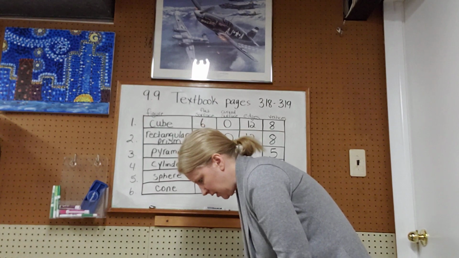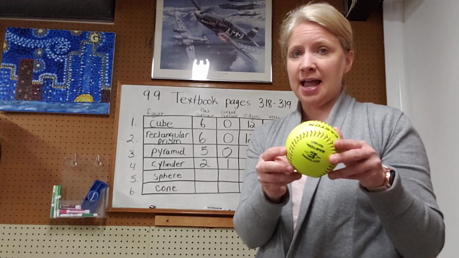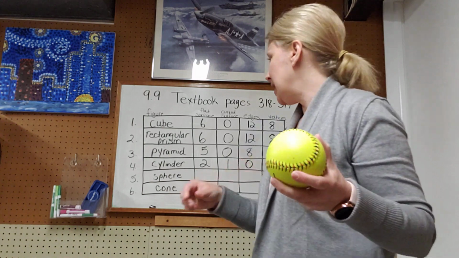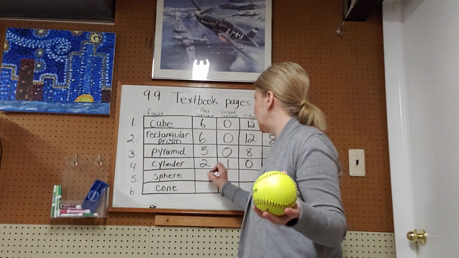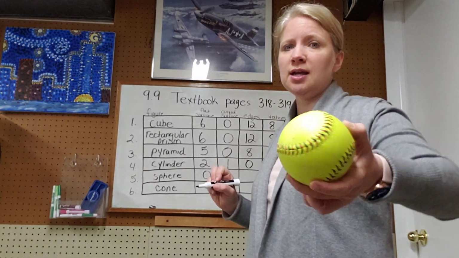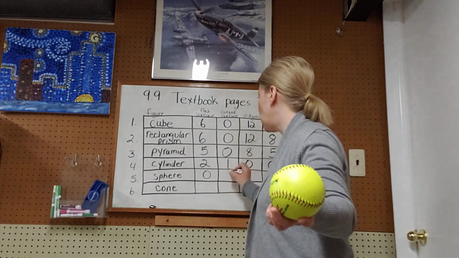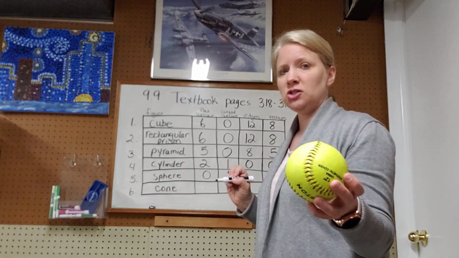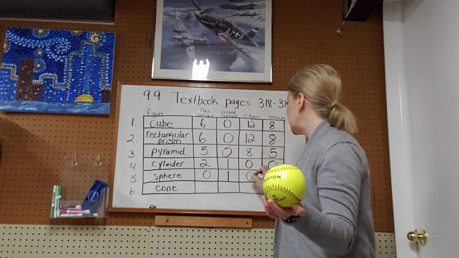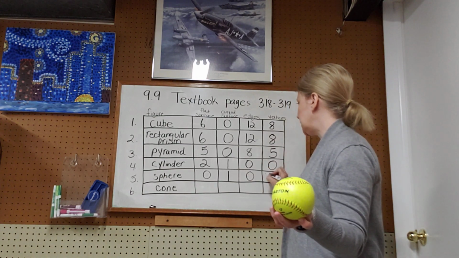Okay, let's look at the sphere. Does it have any flat edges, flat surfaces? No. 0. Does it have any curved ones? Yeah, it has one continuous curve. So 1. Does it have any edges? No edges. So since it doesn't have any edges, it doesn't have any vertices.